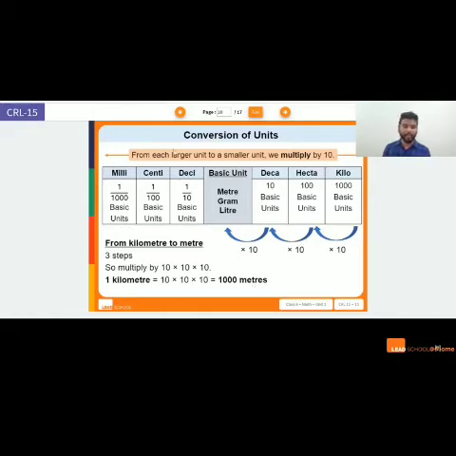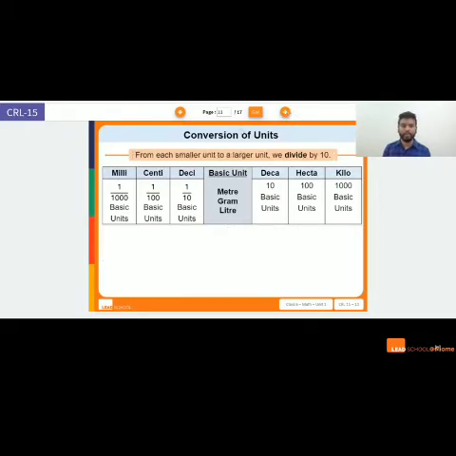So in summary, when I'm moving from each larger unit to a smaller unit, we multiply it by 10. From each smaller unit to larger unit we divide it by 10. Let us see how that works. So one basic unit, if I break it into 1/10, that is one whole divided into 10 equal parts, I will get 1 deci unit. If I divide 1 deci unit into equally 10 parts, I will get 1 centi unit. That is 1/100th of one basic unit.